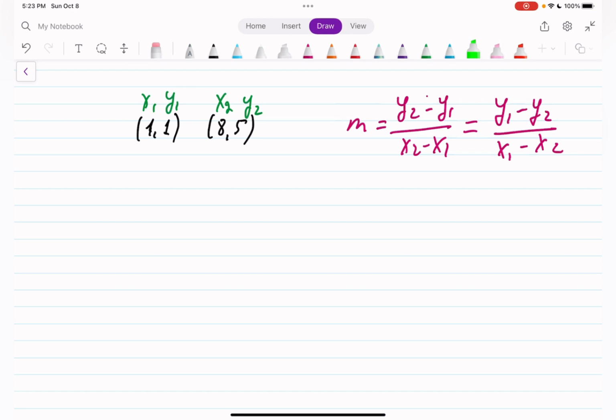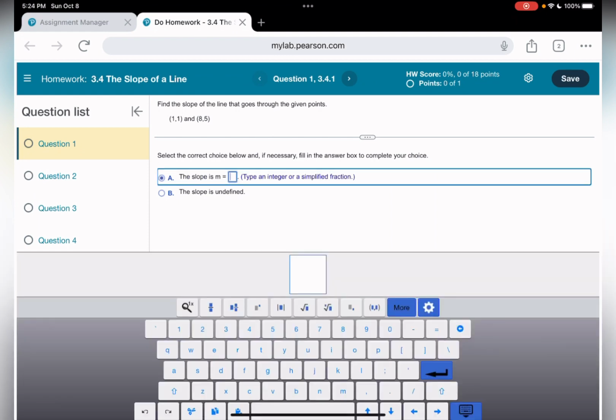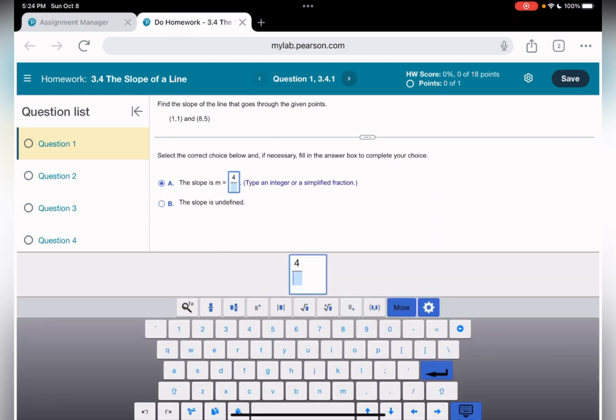As you notice, the important part is if first you take y2, then at the bottom you also have to take x2. If you take y1, then at the bottom also has to be x1. The index has to be the same. Okay, so m is equal to y2 minus y1, 5 minus 1, over 8 minus 1. We are getting 4 over 7. Let me write down 4 over 7.